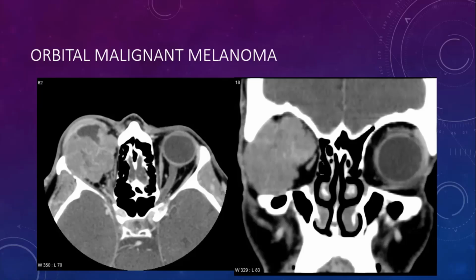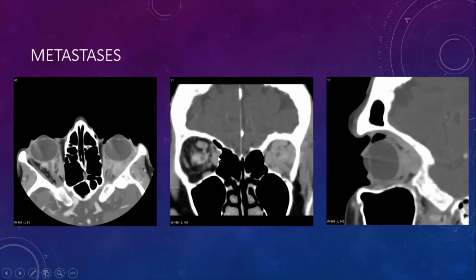So this was a case of orbital malignant melanoma where all the compartments, the intraconal and the extraconal, are actually breached. It has moved from the extraconal into the globe also, a soft tissue density mass of almost similar density to the recti muscles or the extraocular muscles. It's very lobulated. In contrast, it's showing a homogeneous enhancement.